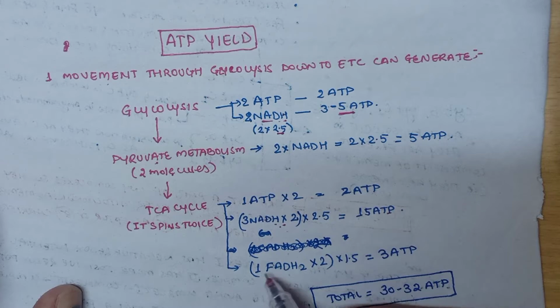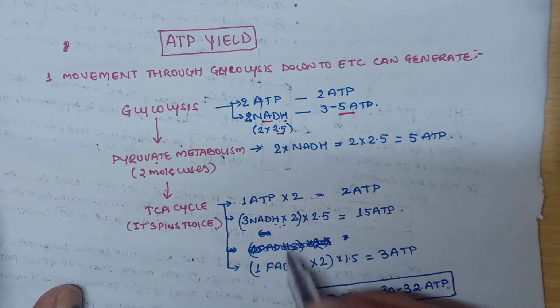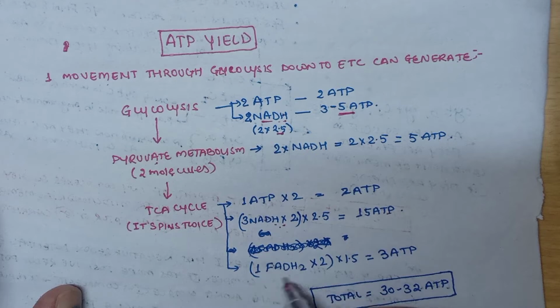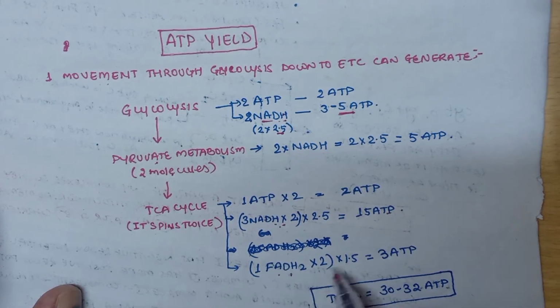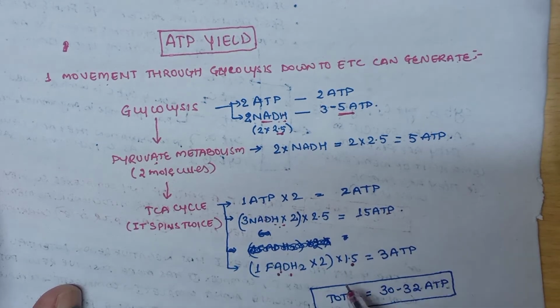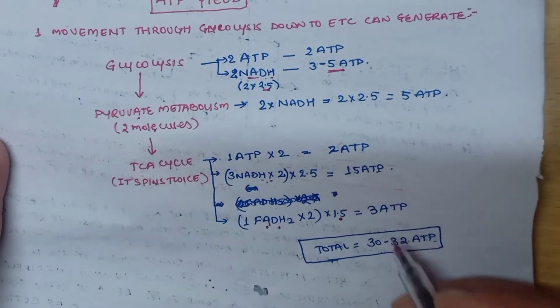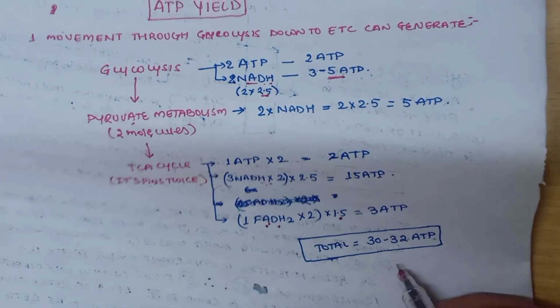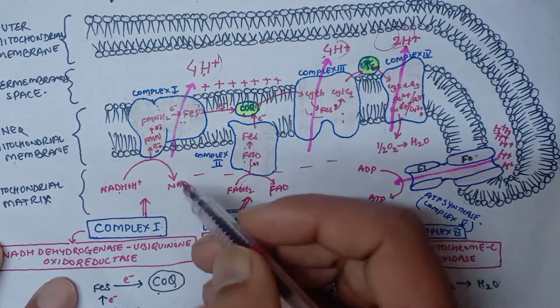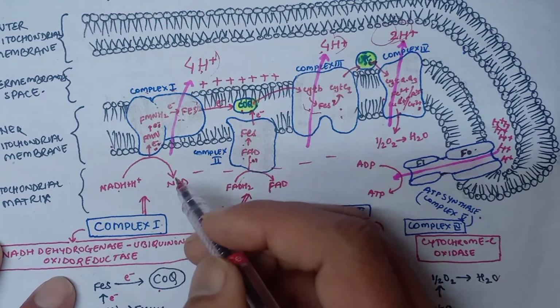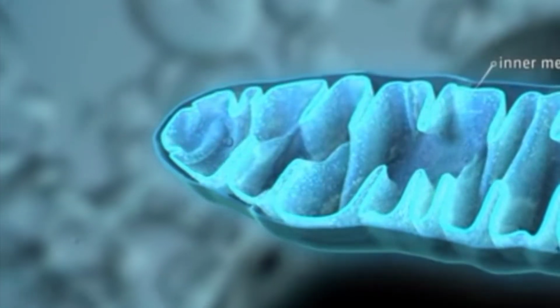And in one turn of the Krebs cycle 1 molecule of FADH2 is formed. So in 2 turns of the TCA cycle 2 molecules of FADH2 are formed, and 2 FADH2 will form 3 ATP. So one molecule of glucose through glycolysis down to the electron transport chain can generate 30 to 32 ATP.